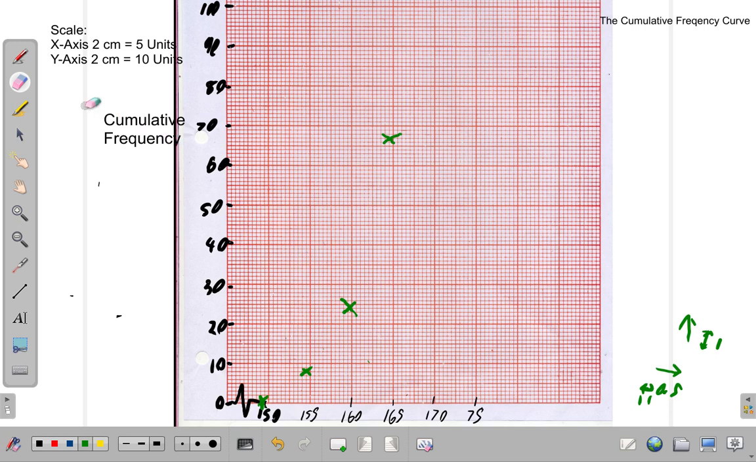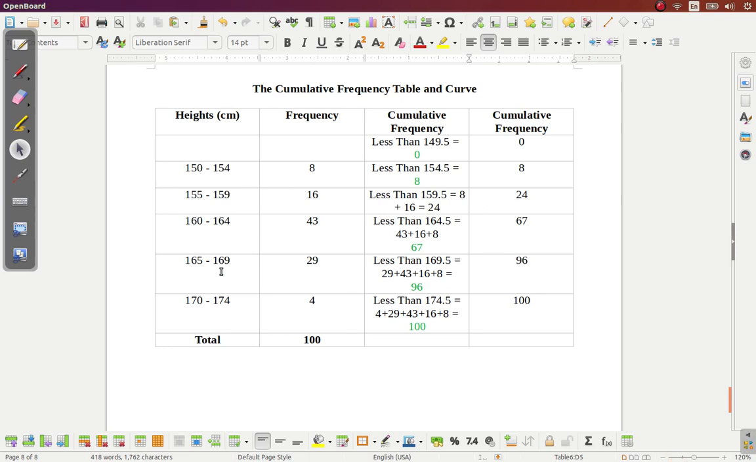Then the next point, by the same argument, will be 169.5, 96. How many persons were shorter than 169.5 centimeters? It means cover the 29, the 43, the 16 and the 8. That gives 96. So you locate 169.5, 96.